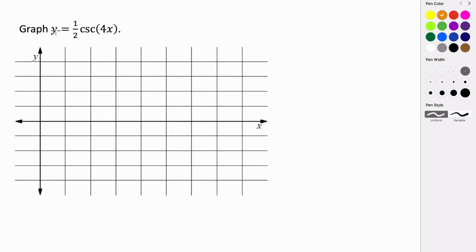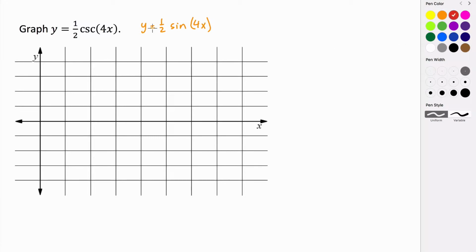In this example, we want to graph y equals 1/2 cosecant of 4x. Now, before we graph the cosecant, we're going to apply the transformations that are given to us with a and omega to our sine function. So we're going to first graph y equals 1/2 sine of 4x, and then we're going to use this graph to graph the cosecant.